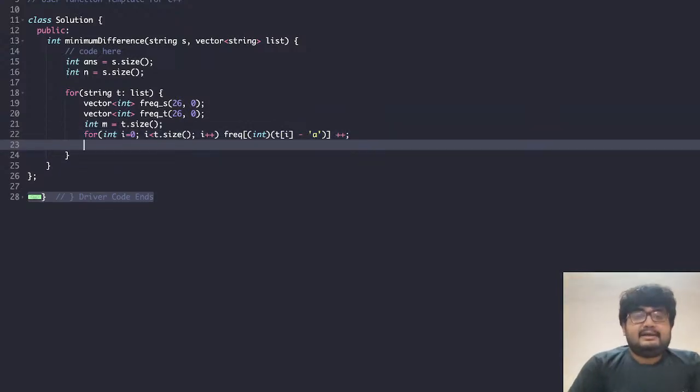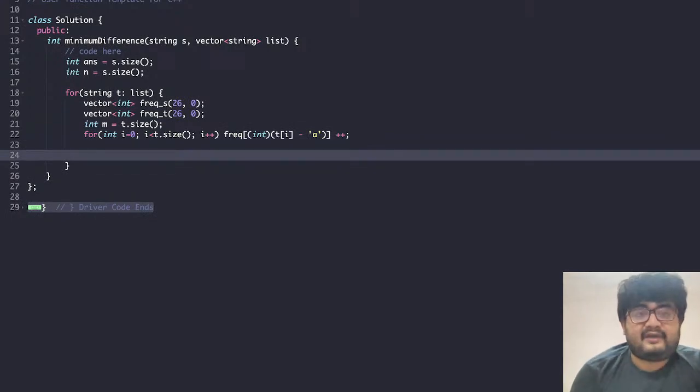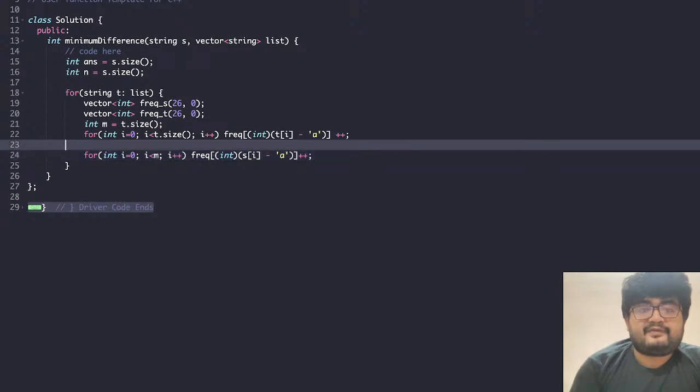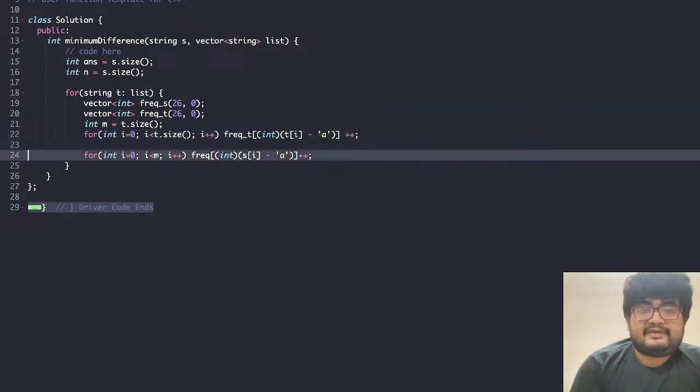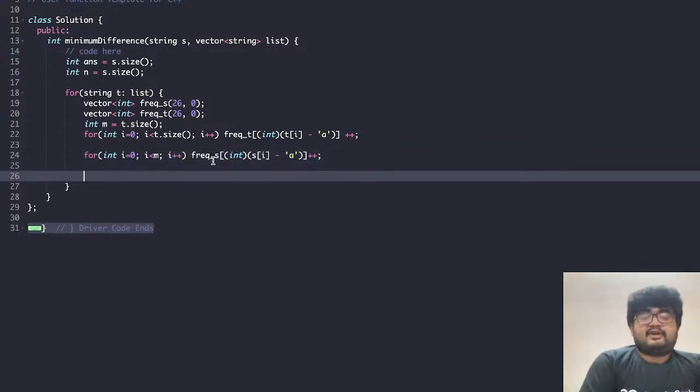So frequency is done, and first of all we'll compute the frequency of the first window. So for int i equals 0, i less than m, i plus plus, frequency of int of s of i minus a plus plus. So we have the two frequencies, frequency of s and frequency of t, for the first window.